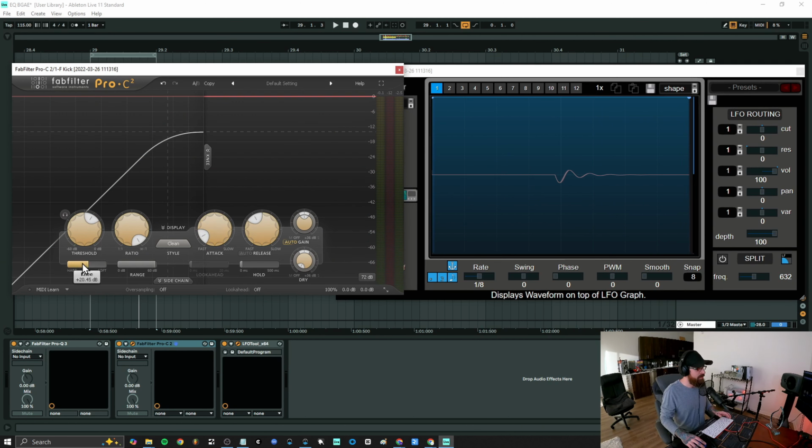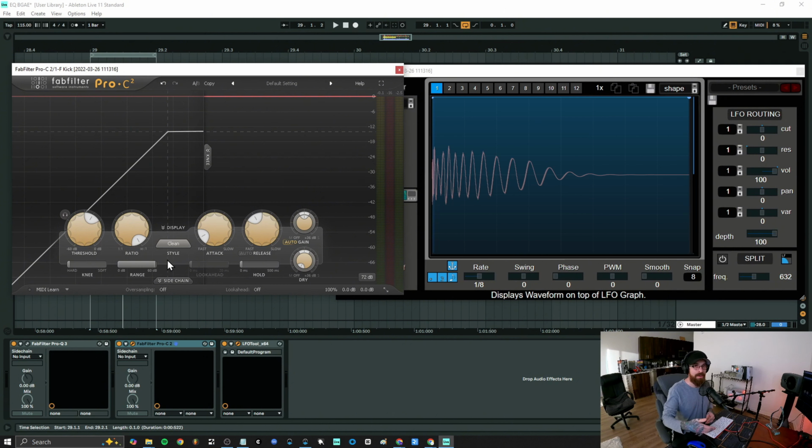Now that we understand those settings, let's get into attack and release. Now, I have a different perspective than most audio engineers when it comes to the attack setting. Most audio engineers explain the attack setting as how quickly the compressor starts compressing. I like to think of the attack setting as how much time am I allowing the compressor before it starts compressing. Different perspective. Let me show you.